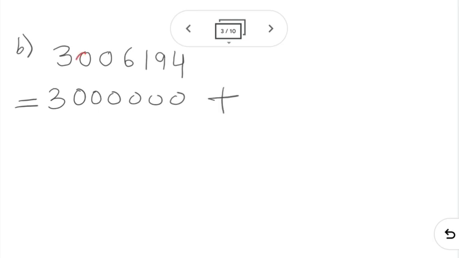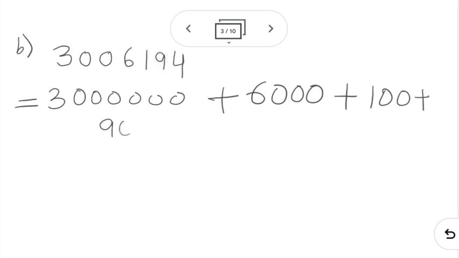Plus next number is 0. So as I told you in previous question also, wherever 0 is there, we can leave those. We need not to write those numbers. So we can write now 6. Then after this 6, there are 3 numbers. So we will put 3 zeros. Plus next we will write 1. After 1, there are 2 numbers. So we will put 2 zeros. Plus next we will write 9. After 9, there is 1 number. So it will become 90 plus 4.